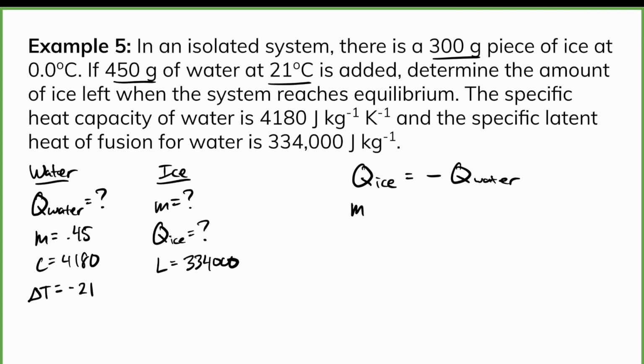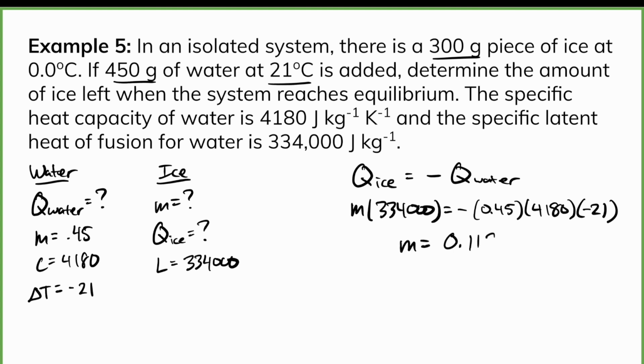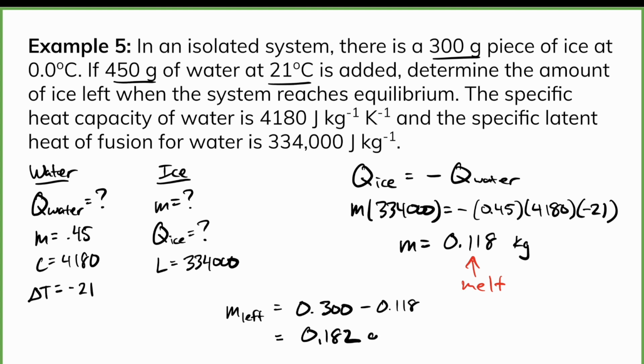And so now we have m times 334,000, and that's going to equal negative 0.45 times 4180 times negative 21, and that gives us a mass of 0.118 kilograms. And so this is the mass of ice that will melt. And the question asks us how much will be left. So then we figure out the mass left will be the 0.300, the 300 grams, minus the 0.118, and that leaves us with a mass of 0.182 kilograms. So that's how much ice will be left when it reaches equilibrium.